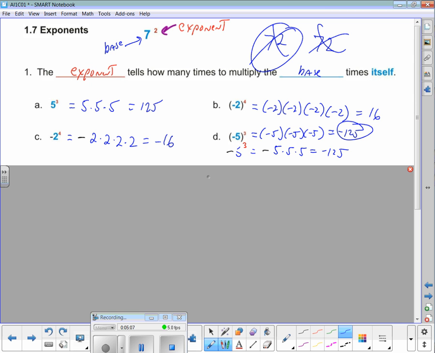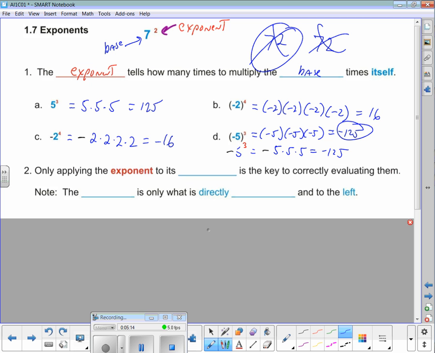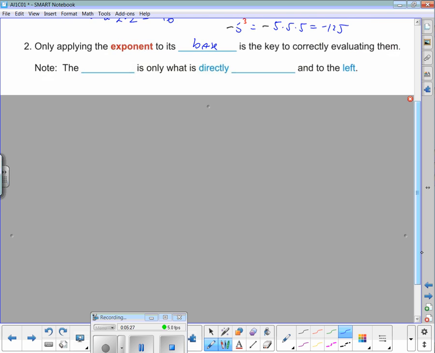Okay? So even power, 4 and 4, hey, it matters. You gotta do it. Otherwise, you end up with a different solution. Okay. Number 2, only applying the exponent to its base is the key to correctly evaluating. And again, note the base is only what is directly below and to the left.